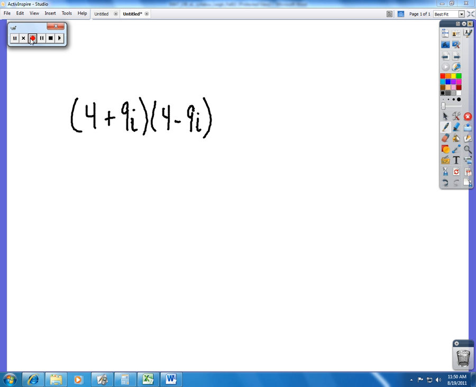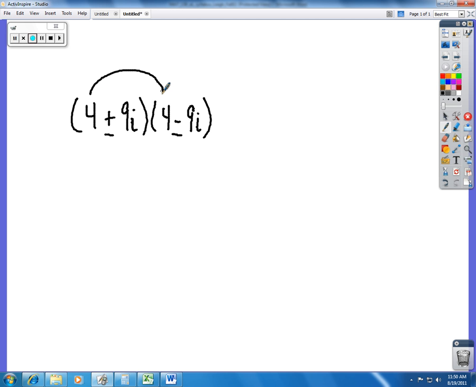Alright, so example 2 is demonstrating multiplying complex numbers, and it's specifically going to demonstrate the property of conjugates. Now, conjugates in complex numbers is the same thing as just the opposites. So these two terms are conjugates because these numbers are the same, just the sign is different. Okay, so let's look at what happens when we multiply a complex number by its conjugate.